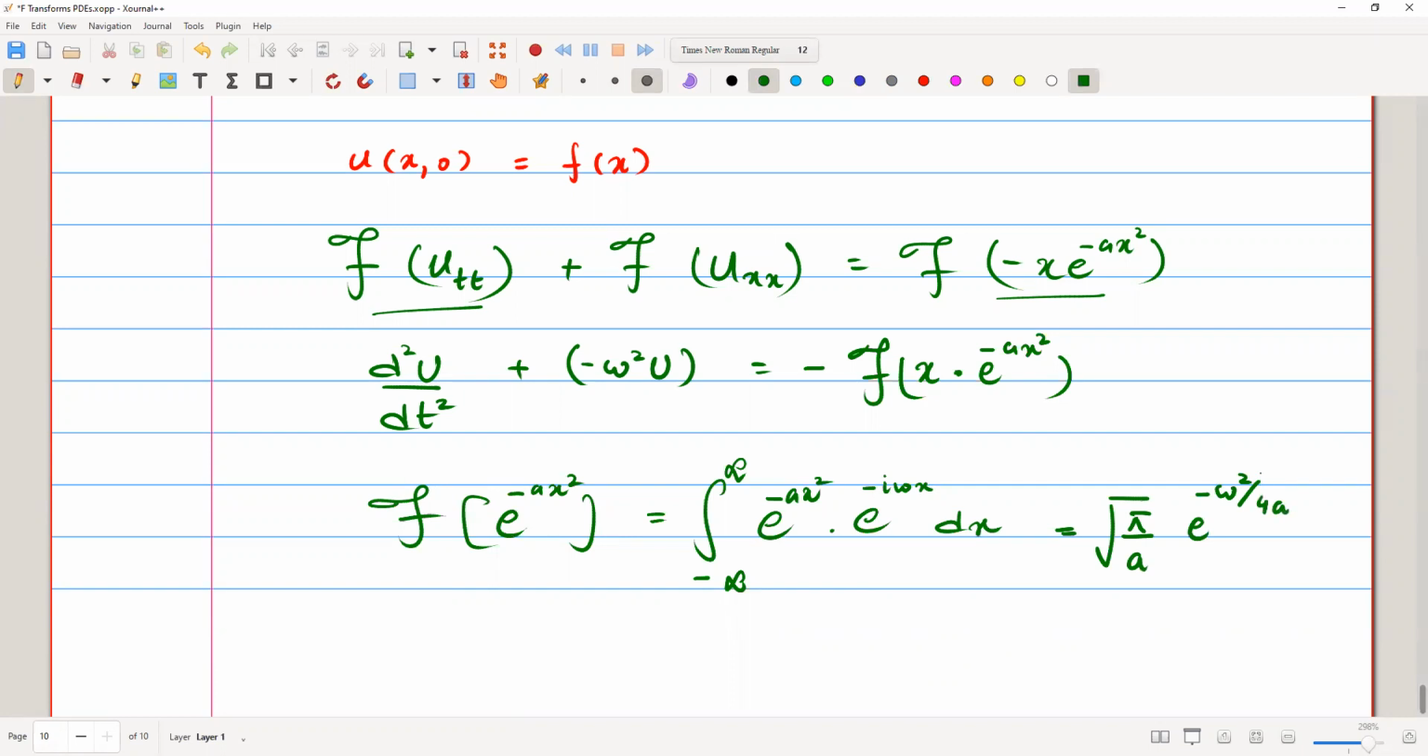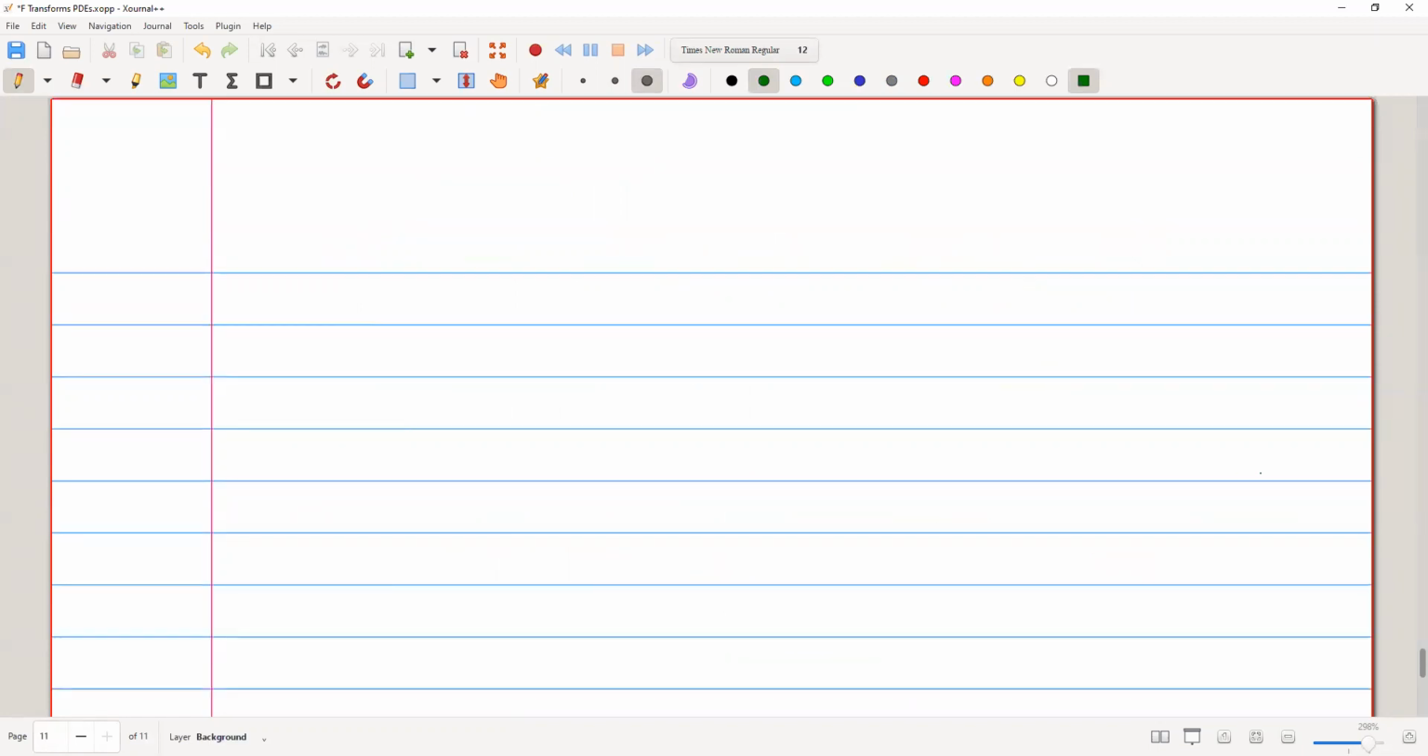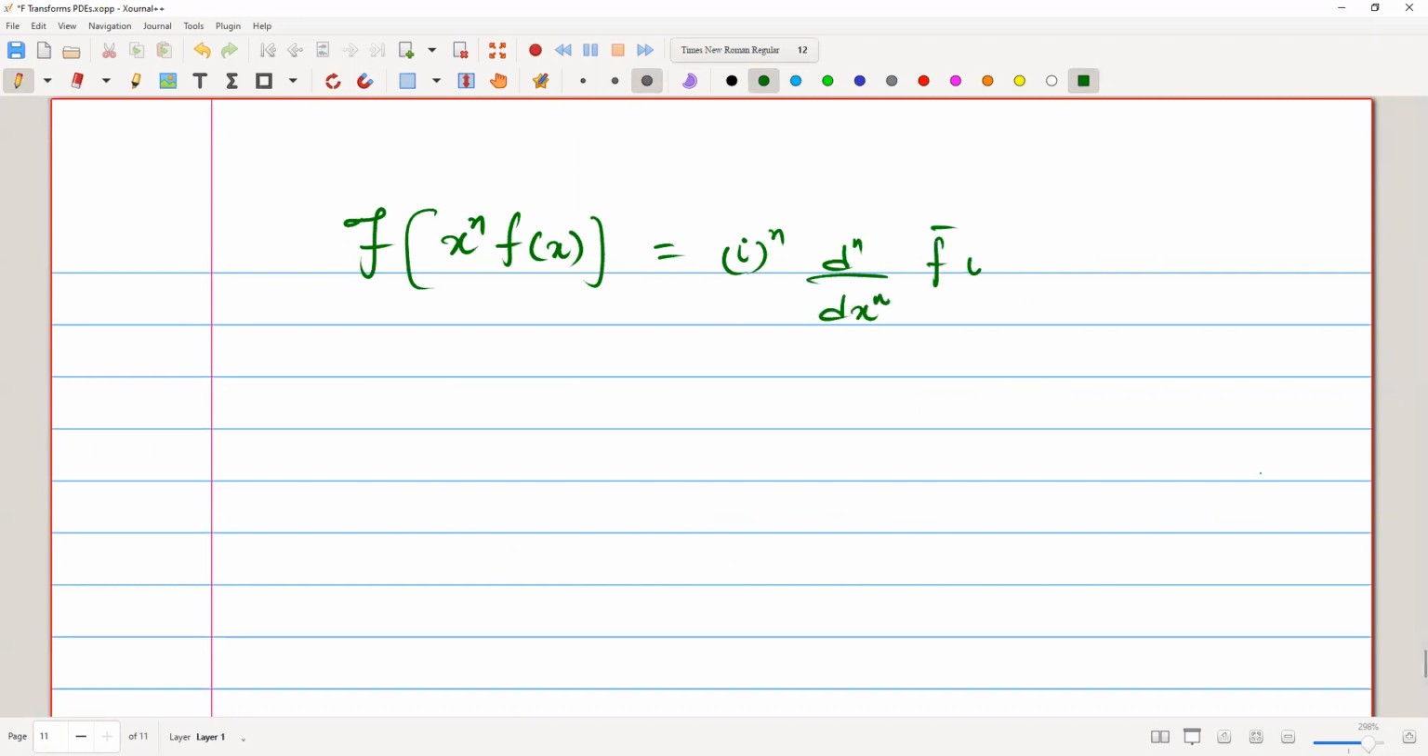Okay, so now we can use this result and that property of Fourier transformation. The property says that the Fourier transformation of x to the power n times a function of x is nothing but iota to the power n, d^n over dx^n, times the function of omega. Sorry, it's not dx^n, it's d omega^n, right? Because we have the function of omega inside. So it's d omega^n.